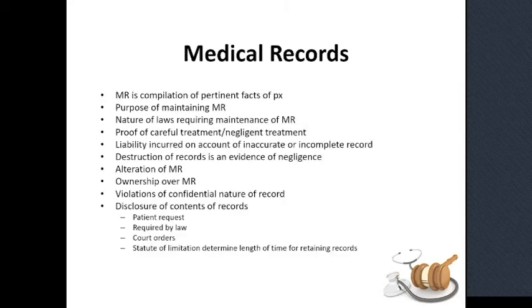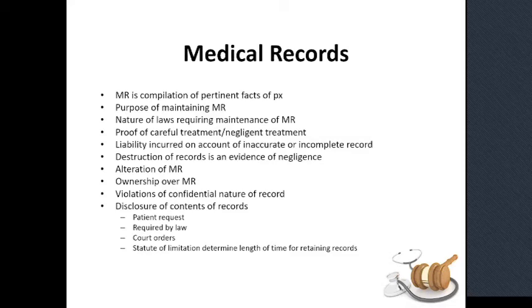So going back to your medical records, we have already discussed this. We need to make sure that we follow existing rules and jurisprudence regarding maintenance of records, protecting the privacy of the records, and avoiding violations of the confidential nature of these records, and that we observe proper disclosure depending on whether the patient requested it, it is required by the law, or there is a court order.